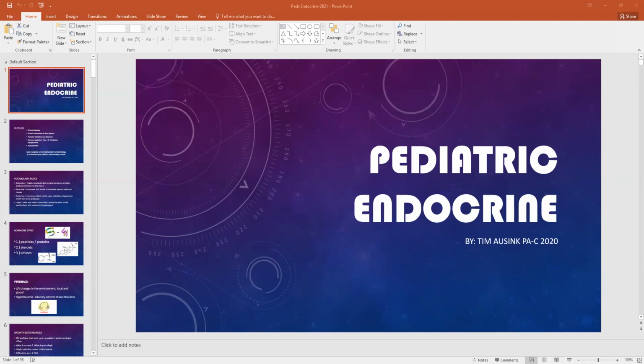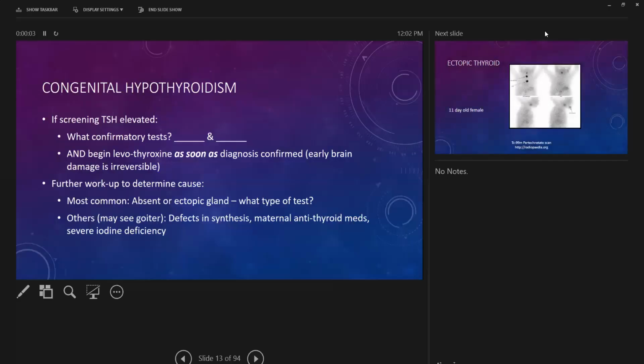Okay, so continuing on congenital hypothyroidism. So if we are concerned, we'll screen. The confirmatory tests for congenital hypothyroidism include blank and blank. And we'll begin them with levothyroxine as soon as diagnosed so that we prevent or decrease the likelihood of an early brain injury, which can be irreversible.